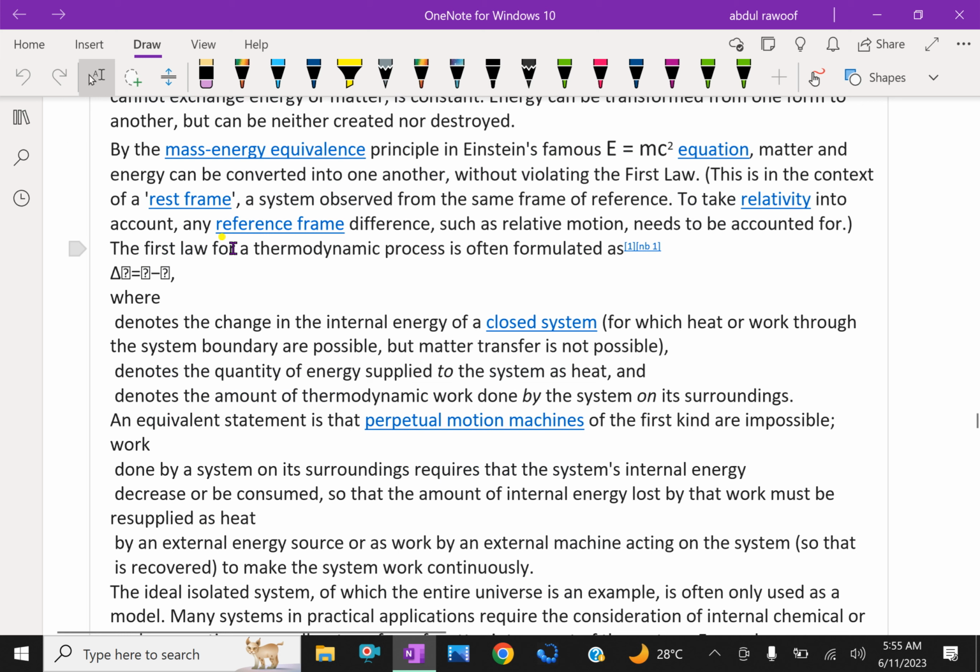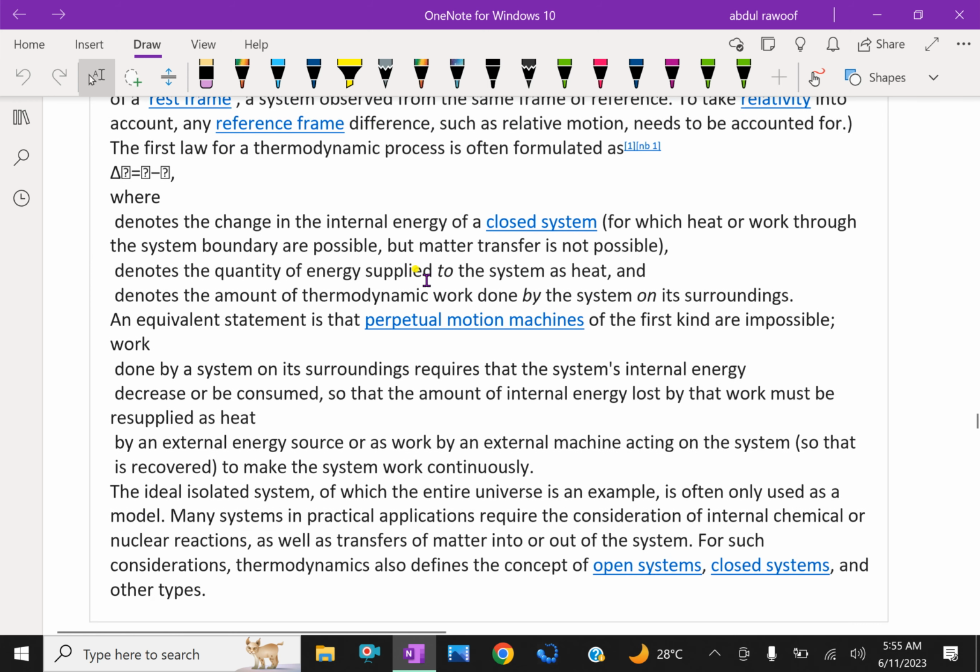This is in the context of a single frame, a system observed from the same frame of reference. Any reference frame differences, such as relative motion, need to be accounted for. The first law of thermodynamics is often formulated as shown here.